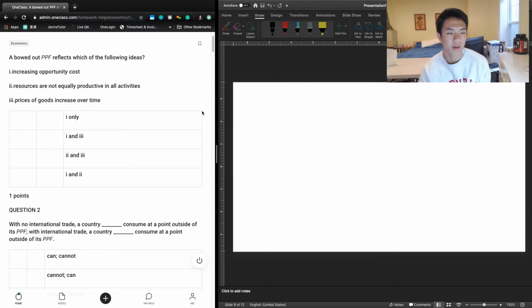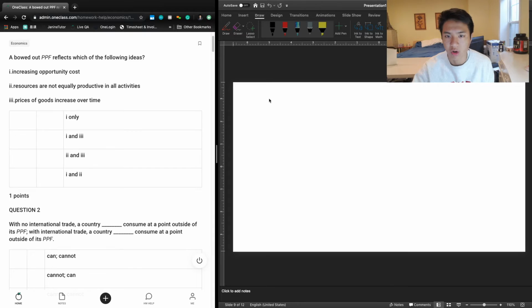So, question number 1. A bowed-out production possibilities frontier reflects which of the following ideas? Number 1, increasing opportunity costs. Number 2, resources are not equally productive in all activities. Number 3, prices of goods increase over time.